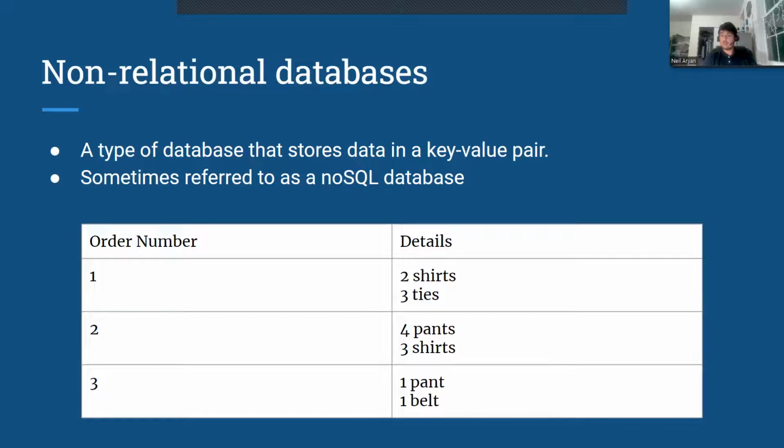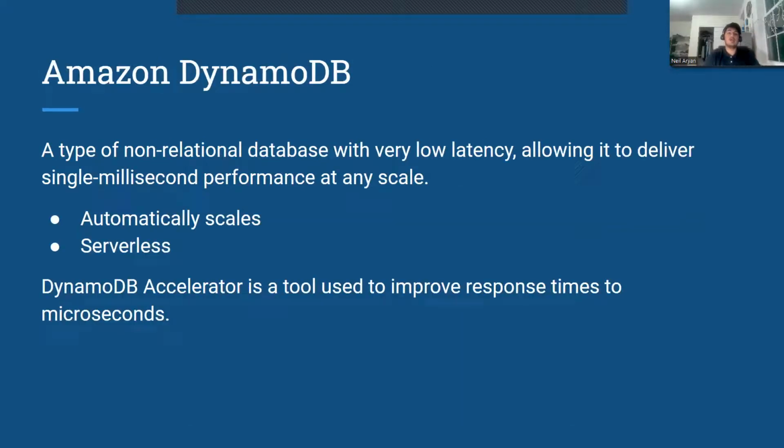And AWS offers another service that is used for storing your data in non-relational databases called Amazon DynamoDB. It's a type of non-relational database with very low latency. It allows you to deliver single-digit millisecond performance at any scale, no matter how big your database is. Not only that, it automatically scales and it's serverless, similar to RDS.